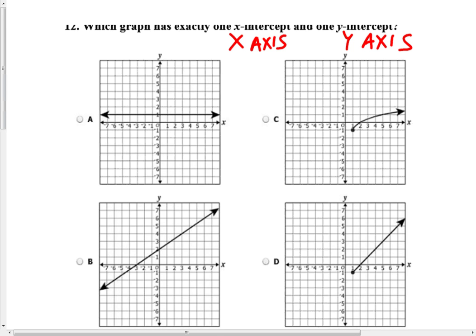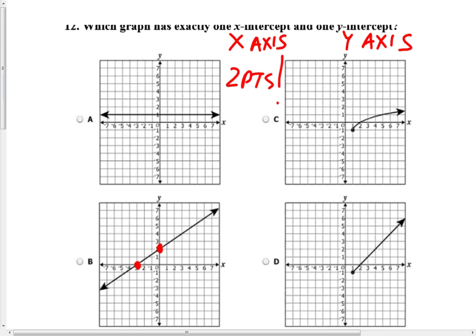Put that down underneath those two key words. X-intercept, you should write down x-axis. Y-intercept, you should write down y-axis. These are 2 points. We're looking for 2 crossing points. The only one that has that is right here and right here.